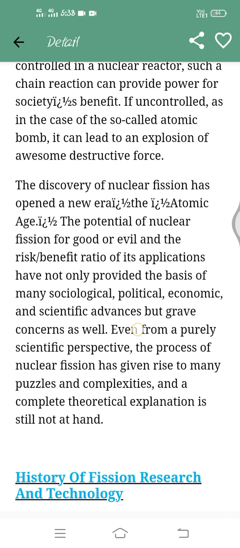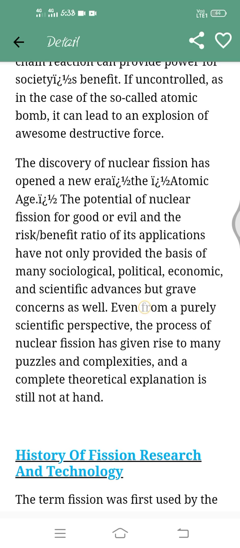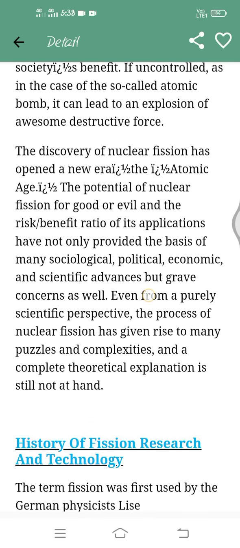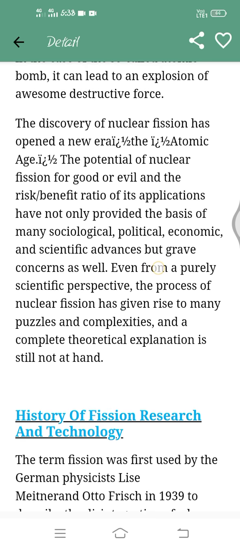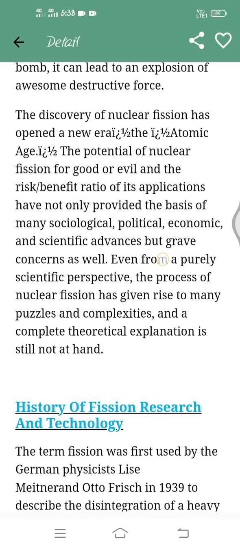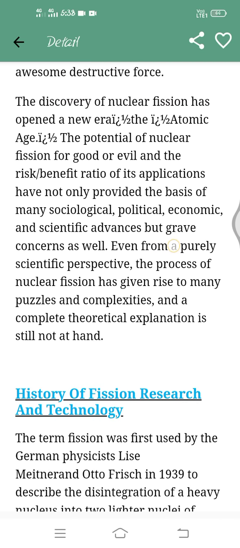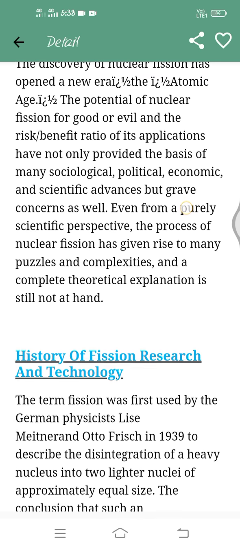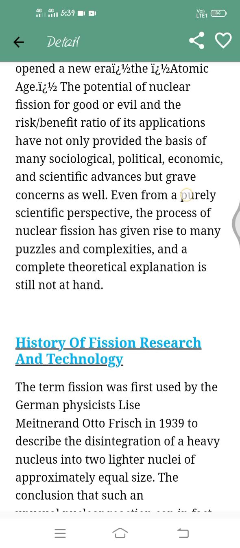If controlled in a nuclear reactor, such a chain reaction can provide power for society's benefit. If uncontrolled, as in the case of the so-called atomic bomb, it can lead to an explosion of awesome destructive force. The discovery of nuclear fission has opened a new atomic age.